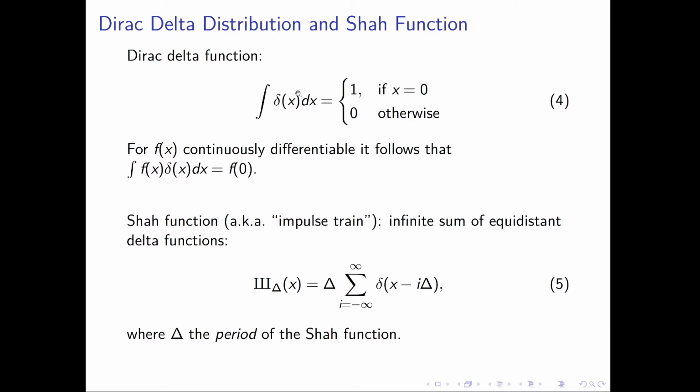And from the Dirac delta function, we can define the Shah function, which is also sometimes referred to as a Dirac comb or as an impulse train. The Shah function is basically just an infinite sum of equidistant delta functions with a period of delta, which determines how far apart the individual spikes of those deltas are. And from that follows that when we multiply the Shah function with a continuously differentiable function, we can obtain the function values at the very positions where the spikes of the Shah function are located.